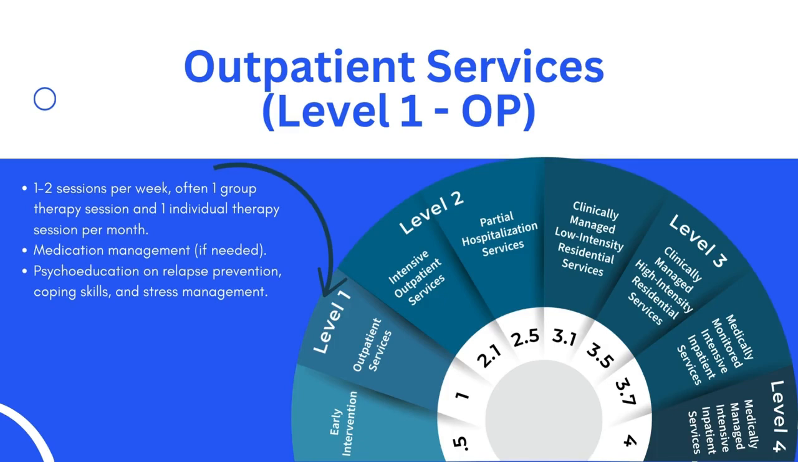It's for individuals with mild substance use issues who need structured support but not daily treatment, people who have completed higher levels of care and need ongoing therapy to maintain their recovery, and those with strong social support systems and minimal risk of relapse. What's included in this level of care is generally 1 to 2 sessions a week, often one group therapy session and one individual session a month, medication management if needed or wanted, and psychoeducation on relapse prevention, coping skills, and stress management.